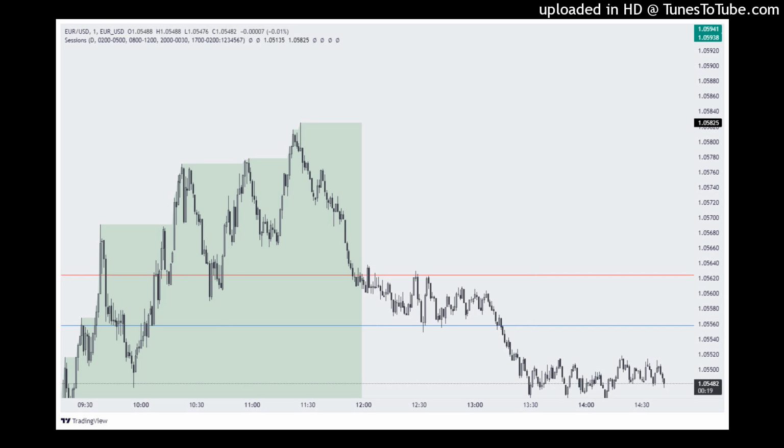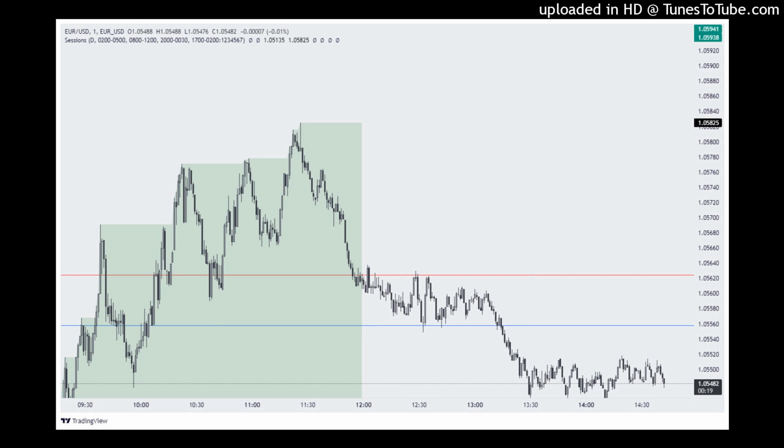Right, trade recap. Let's dive into it here. I took a trade on Australian dollar, US dollar right here. Let's first go over the thought process. Coming into this day, I made a forecast on the 21st of November.